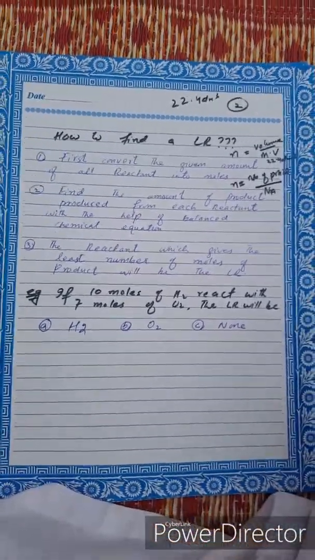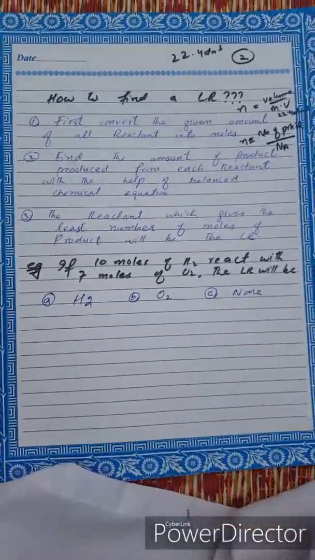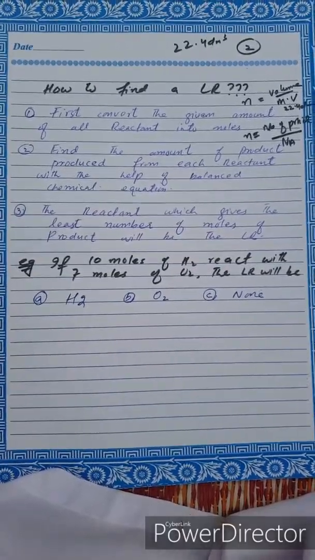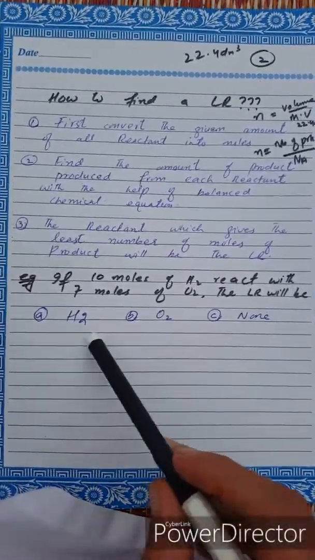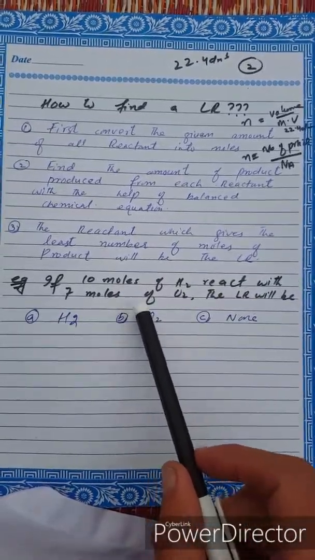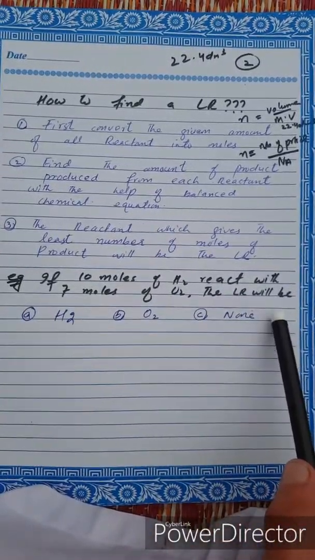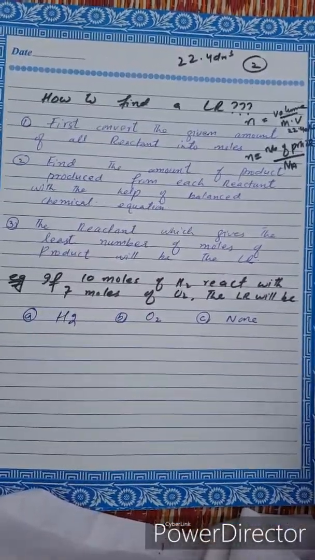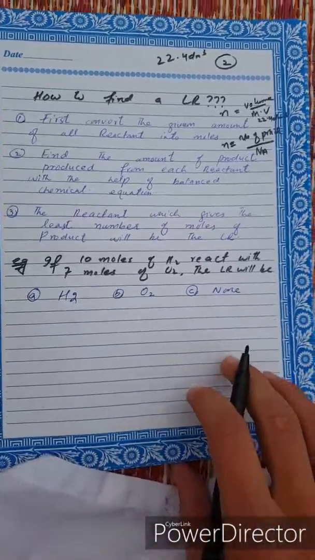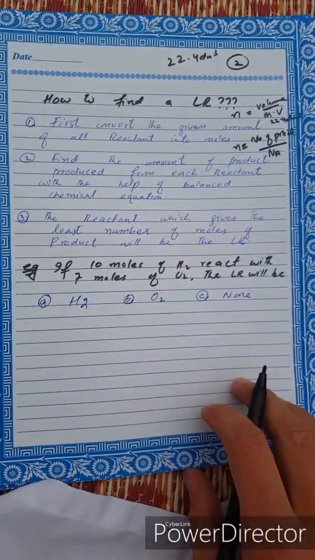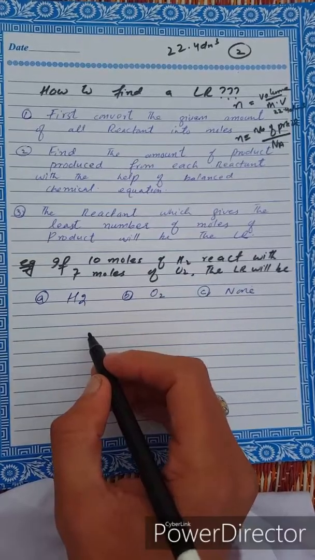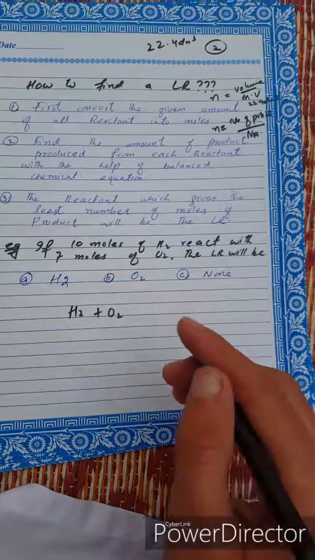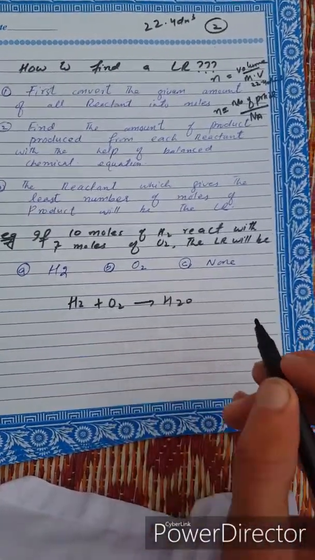Okay, so now I have written an example. Let's apply these steps on this reaction and find the limiting reagent. The question is: if 10 moles of hydrogen react with 7 moles of oxygen, the limiting reactant or reagent will be? For this, first of all, we have to write the chemical equation. Hydrogen reacts with oxygen to form water. Let's balance it.